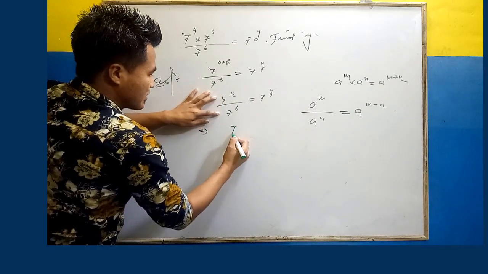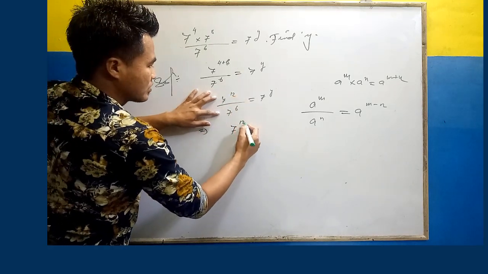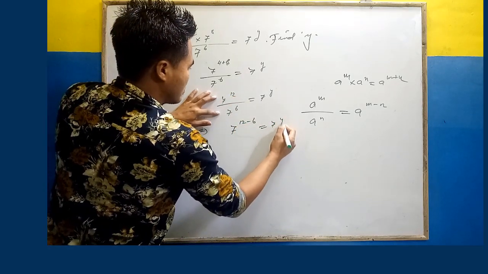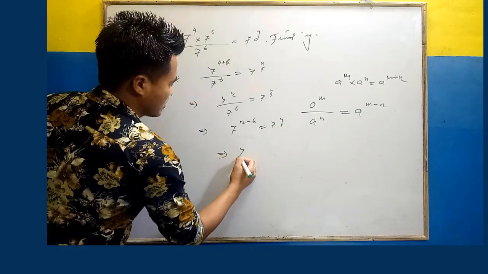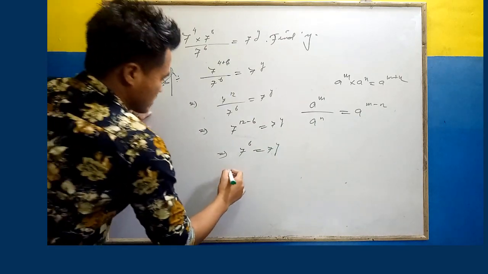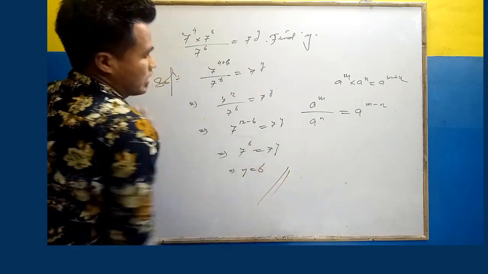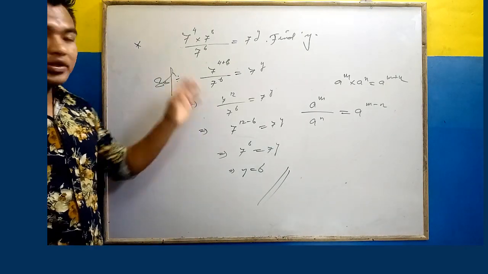So what can I write? 7 to the power m minus n, so it is 12 minus 6, which is equal to 7 to the power y. So 7 to the power 6 is equal to 7 to the power y. Both the bases are same, so y equals 6. With that, we finish this question. I hope you understand.